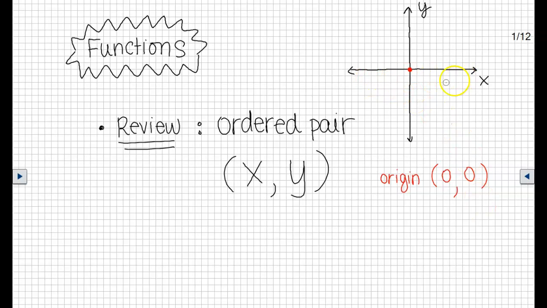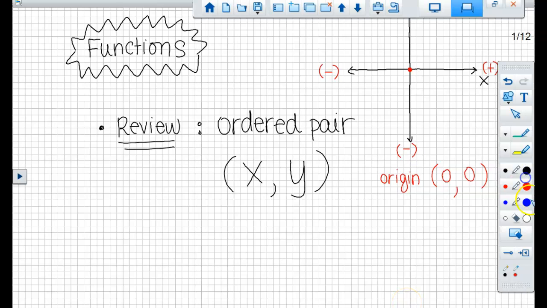Now, on your x-axis then, if this is 0, then over here to the right, you would have your positive numbers. And then over here to the left, you would have your negative numbers. And then likewise on our y-axis, if this is 0, up here at the top, we would find our positive y values. And then down here below that 0, you would find your negative y values. So all of those are things that you are familiar with.